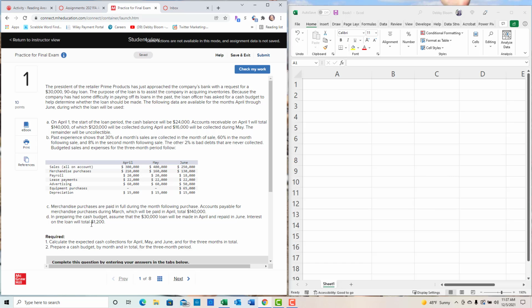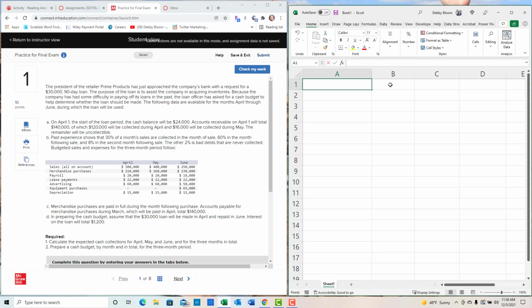Merchandise purchases are paid in full during the month following purchase. Accounts payable for merchandise purchases during March, which will be paid in April, total $140,000. And D, in preparing the cash budget, assume that the $30,000 loan will be made in April and repaid in June. Interest on the loan will total $1,200. So in requirement 1, we're supposed to calculate the expected cash collections for April, May, and June, and for the 3 months in total, and then prepare a cash budget by month and in total for the 3-month period.